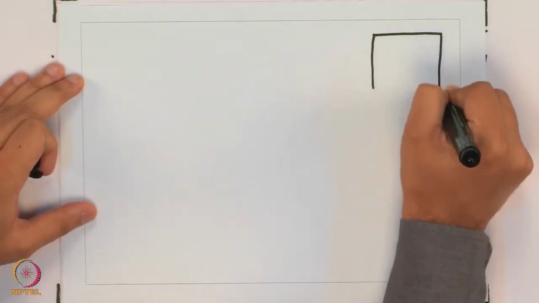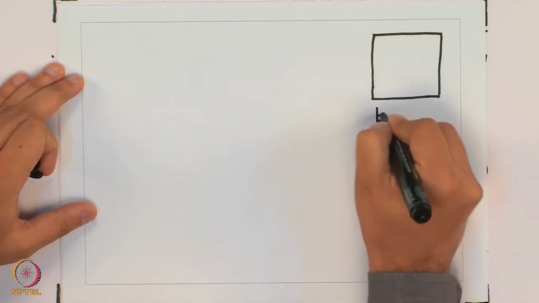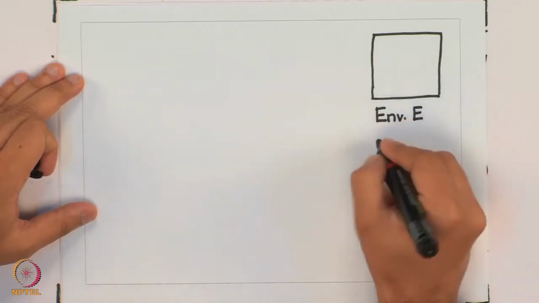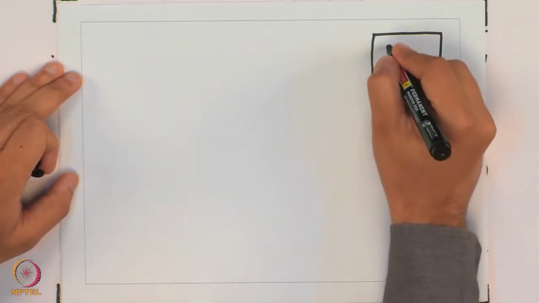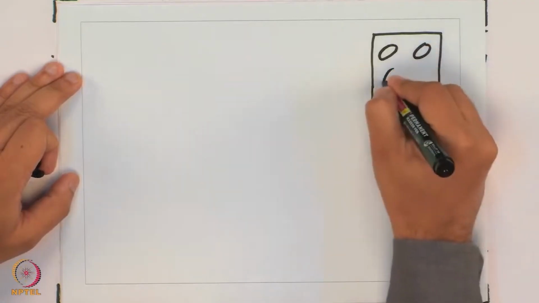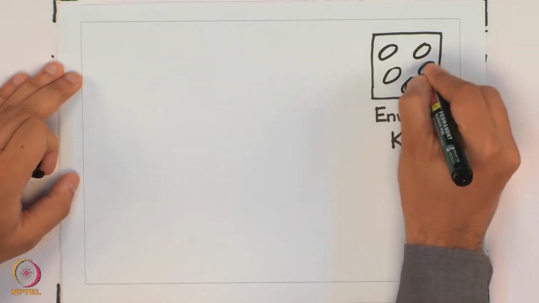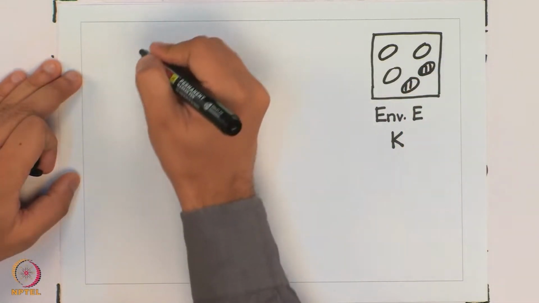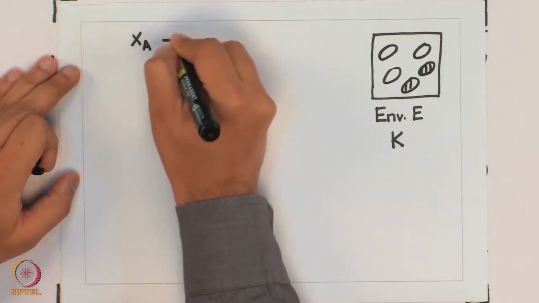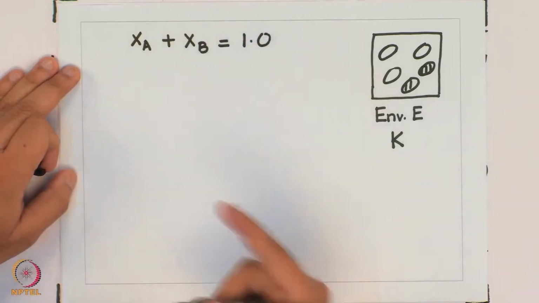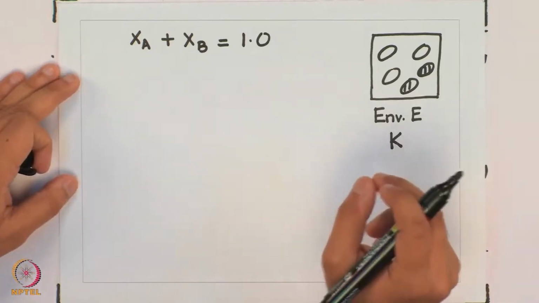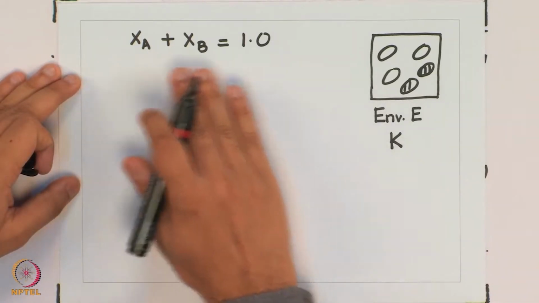So, let us just start by recapturing our scenario: we have an environment E. This environment has a carrying capacity equal to k, and we have two distinct genotypes of bacteria in this environment, genotype A and genotype B. And the constraint that we are working in is x_A plus x_B is equal to 1, where x_A and x_B, as we defined in the last lecture, represent the fraction of the population that belongs to genotype A and B respectively.